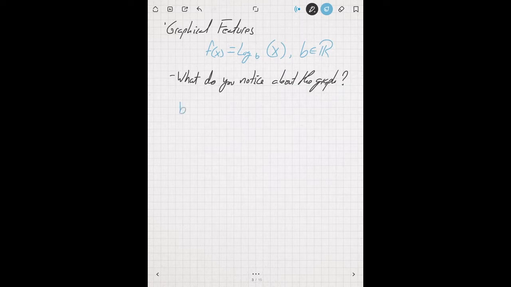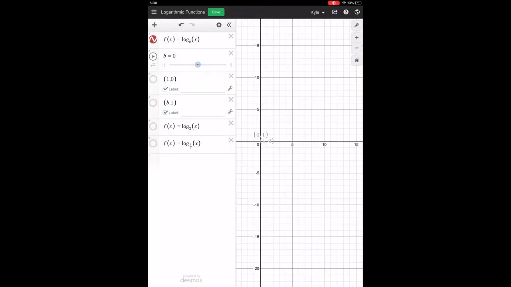We had some situations where b was greater than 1. We also had weird situations where b was less than 1, but still in between 0 and 1. We also had the situation where b was less than 0, or even when it was equal to 0 or equal to 1. So what's going on here? Well, let's first take a look when b is greater than 1. When b is greater than 1, let's go ahead and I'm going to set it to something like 1.2, 1.5.